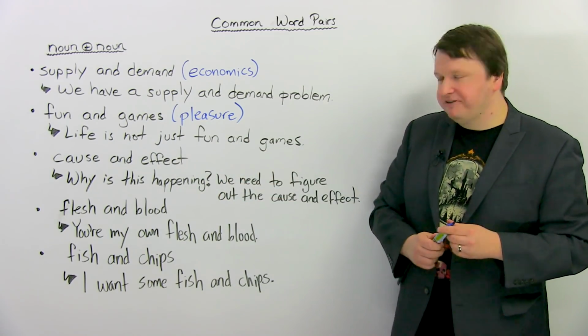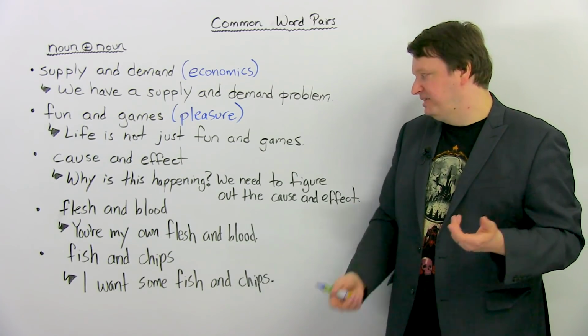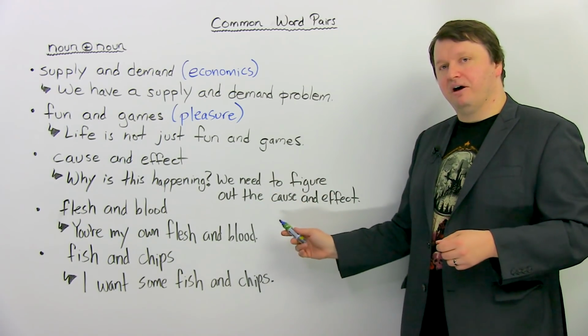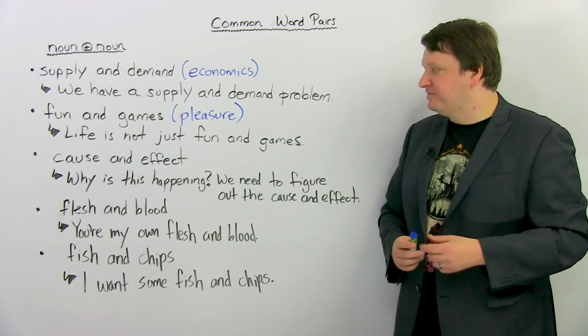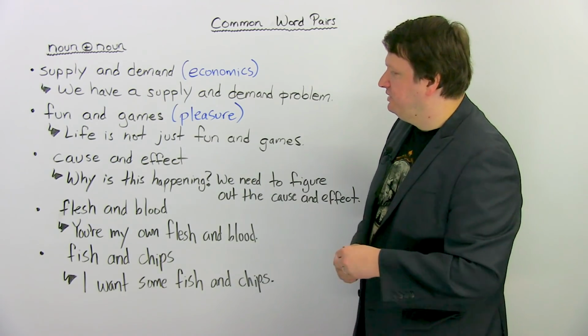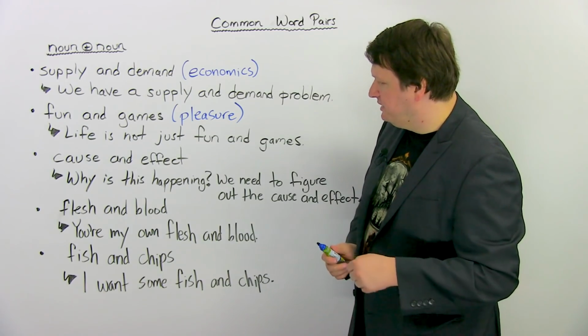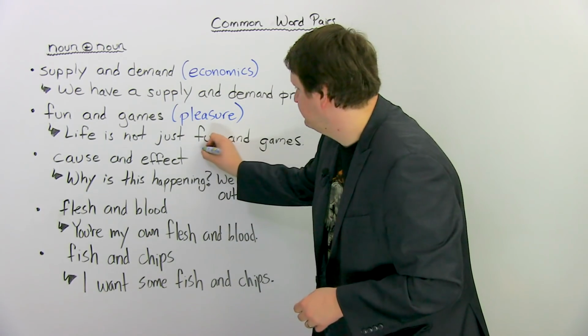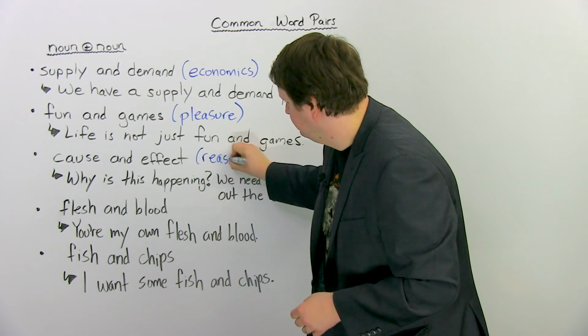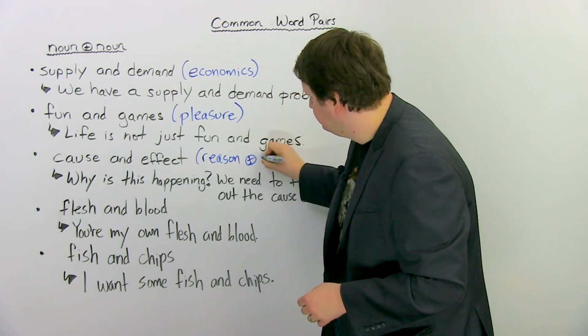Next, cause and effect. Why is this happening? We need to figure out the cause and effect. So we need to figure out the reason for this and the result of this. So the reason plus result.